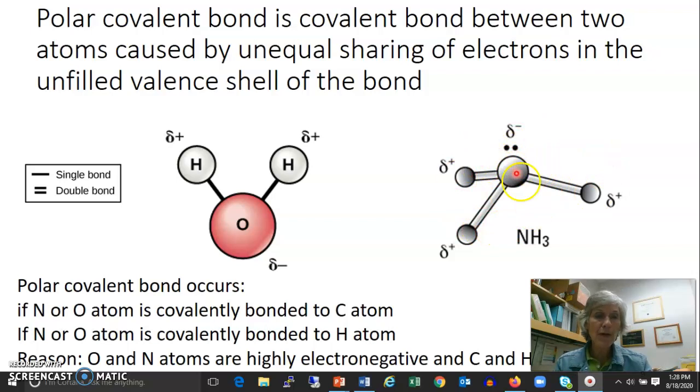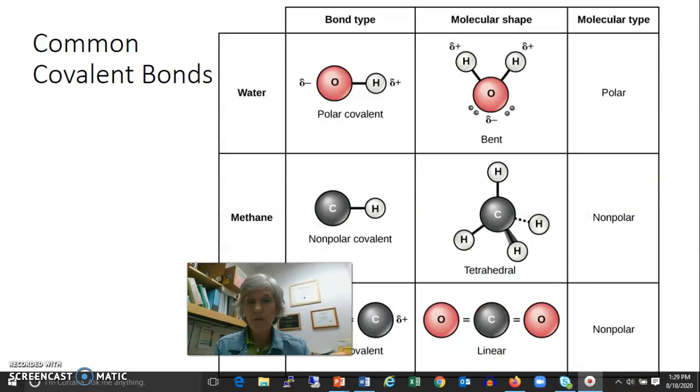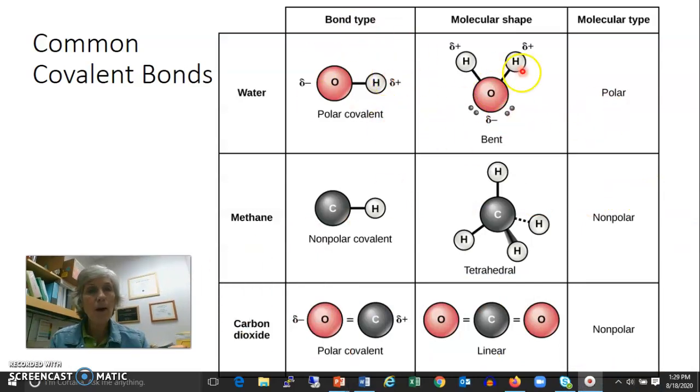Same thing with an ammonia molecule. Here's the nitrogen in the center, and these are the hydrogen atoms on the outside. And again, it's a solid line showing a covalent bond between the hydrogen and the nitrogen. But because the nitrogen is more electronegative than the hydrogens, it looks like it's got a partial negative charge, and the hydrogen atoms look like they have a partial positive charge. These are some examples of polar covalent bonds and what they look like.